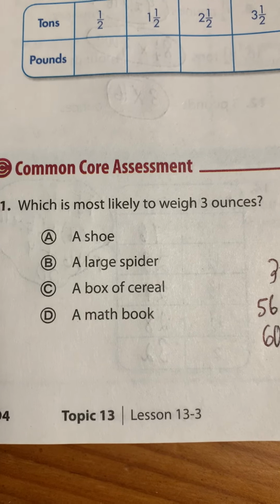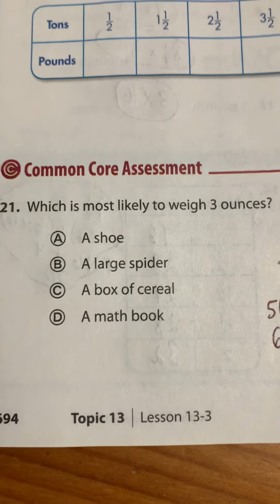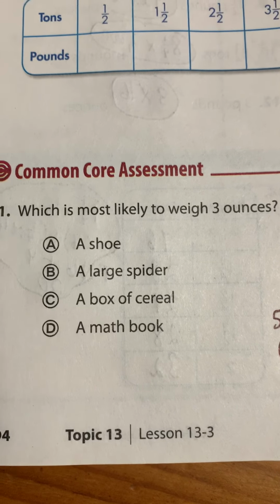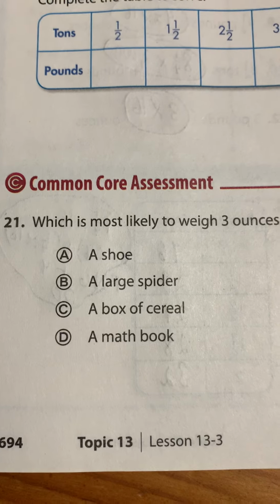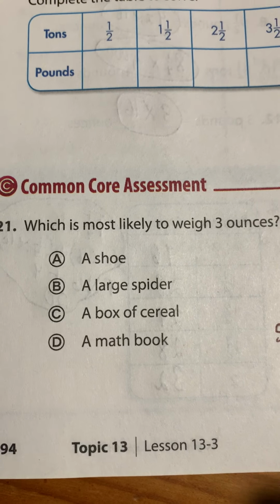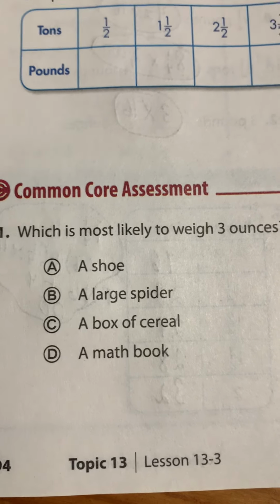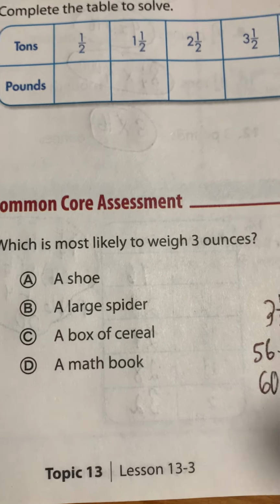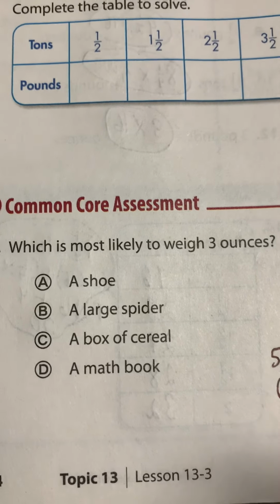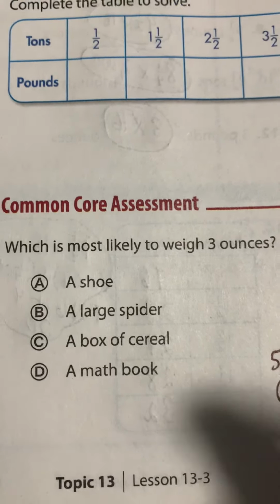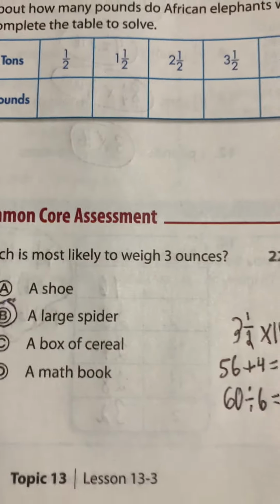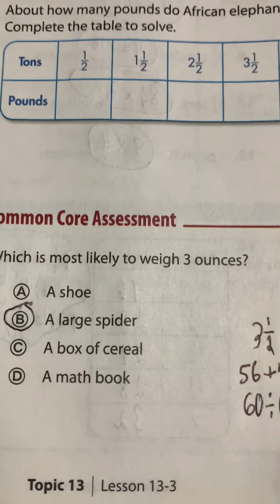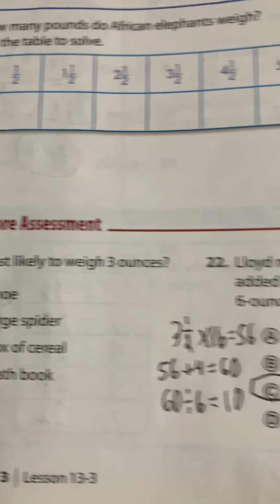Which is most likely to weigh 3 ounces? A shoe, a large spider, a box of cereal, or a math book? Okay, think about it for a second. Remember, 1 ounce is like a paperclip. It's practically nothing. So 3 ounces is really very, very little. It's obviously less than 1 pound. So that would be a spider. Hopefully you guys got that right. Even though it's a large spider, the other ones obviously all weigh much more.